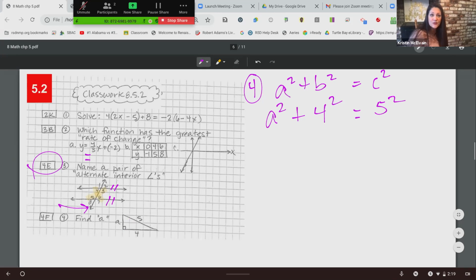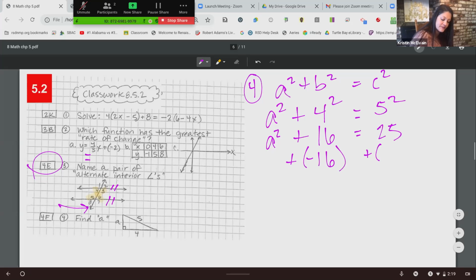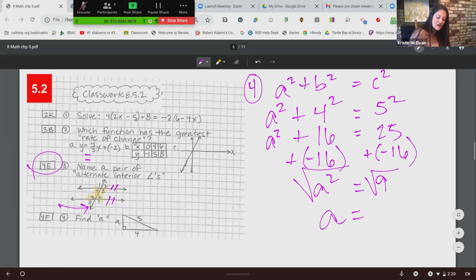All right, so if we're going to just work that out and solve for A, A is our unknown. 4 times 4 is 16. Remember, when you are squaring things, you are doing it times itself, equals 5 times 5 is 25. To solve for A, we need to get our numbers on the same side. So we're going to add the opposite to both sides. 25 take away 16, or plus a negative 16, is 9. And then we're just going to find the square root of both. So that means A equals 3.